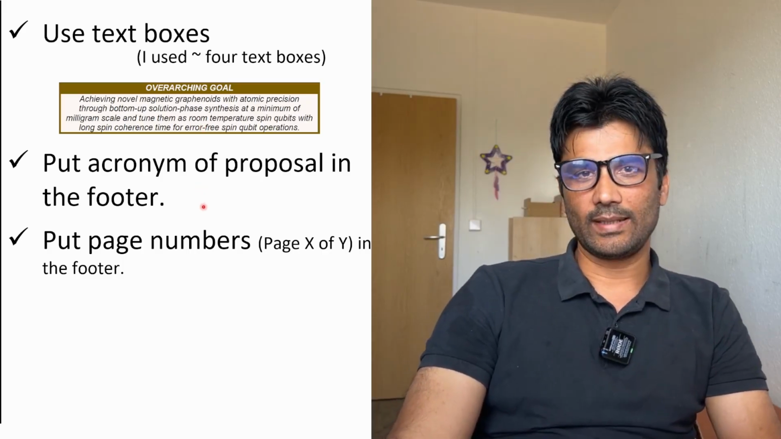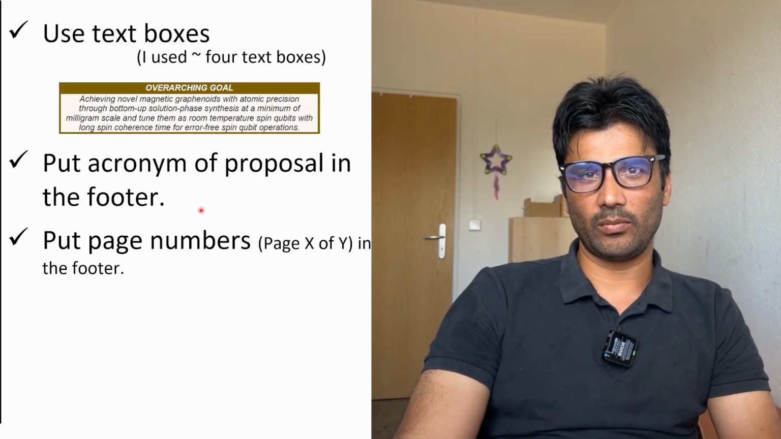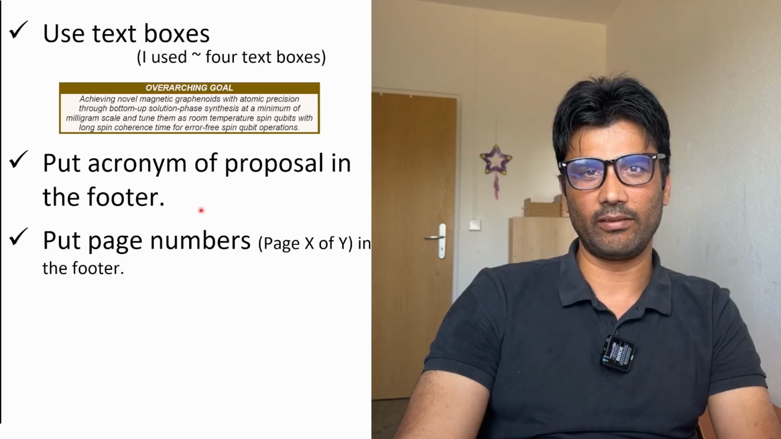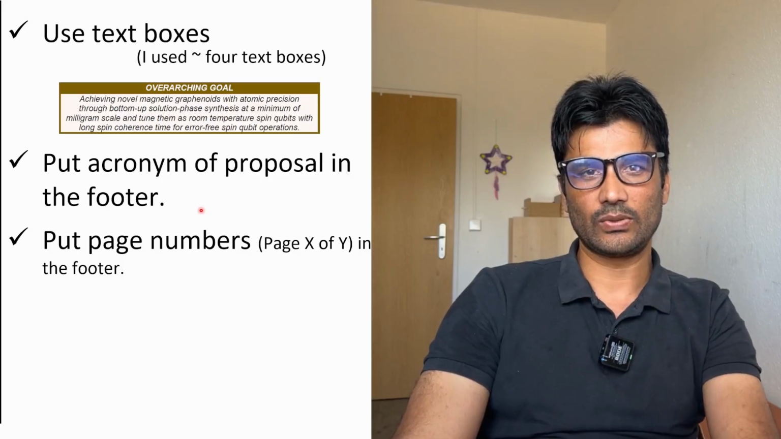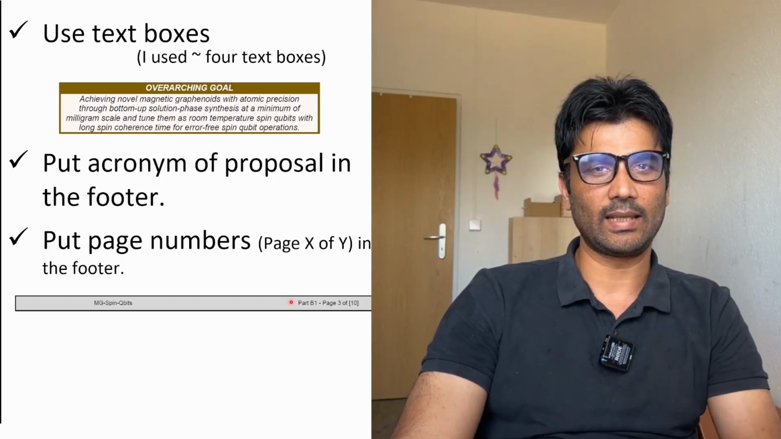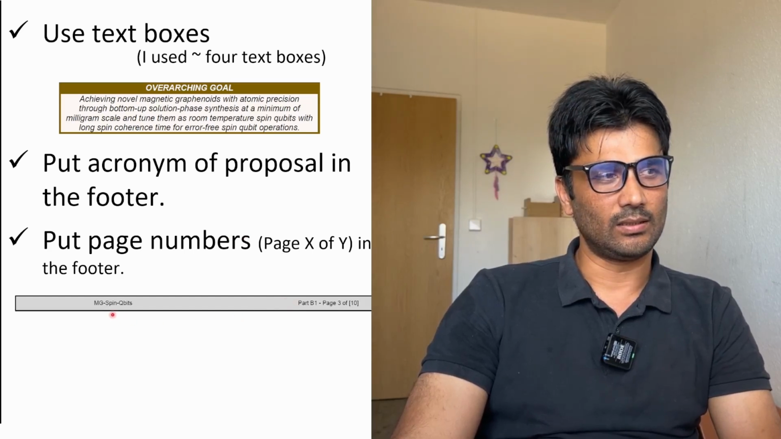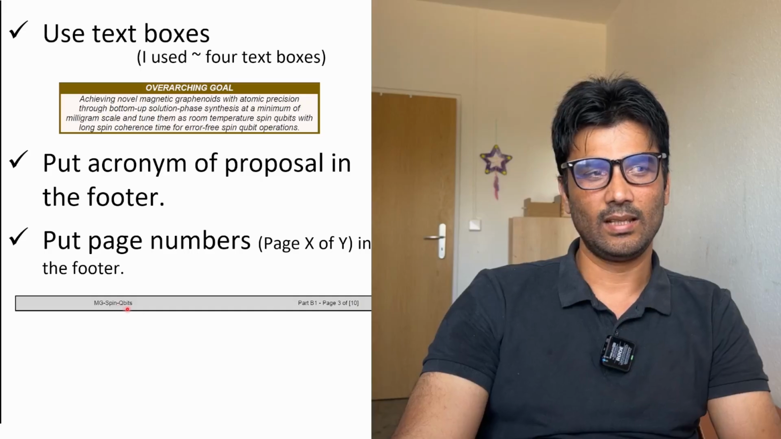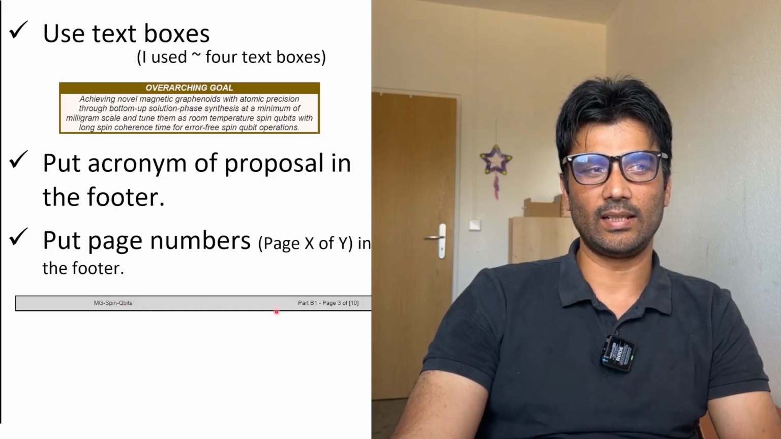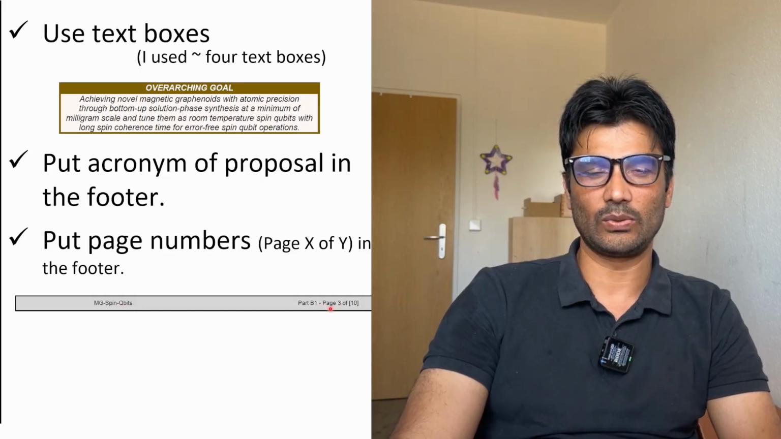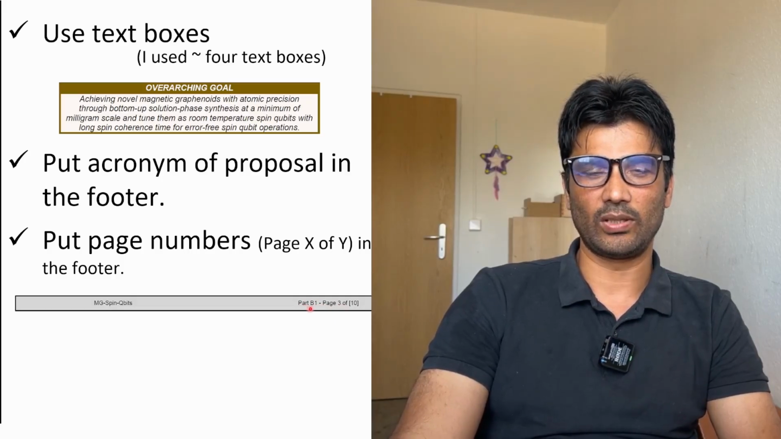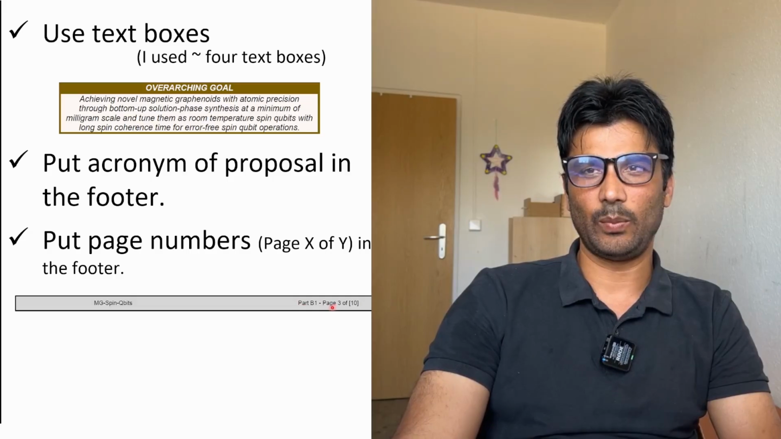Another important thing is you should put the acronym of your proposal at the bottom of every page, and also the page number. For example, the acronym of my proposal was MG spin qubits, and I put it on the left side, and on the right side was the page number. Each page number should describe what part of the proposal it is, part B1, and the page, 3 of 10.